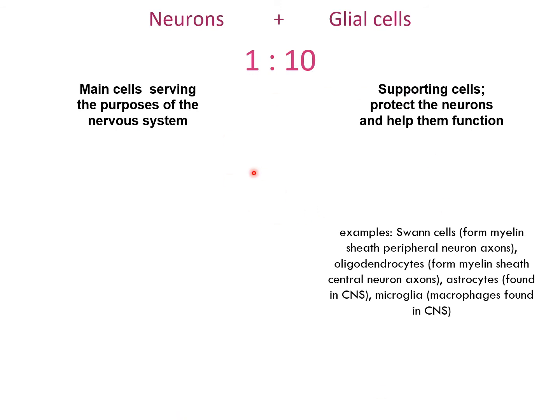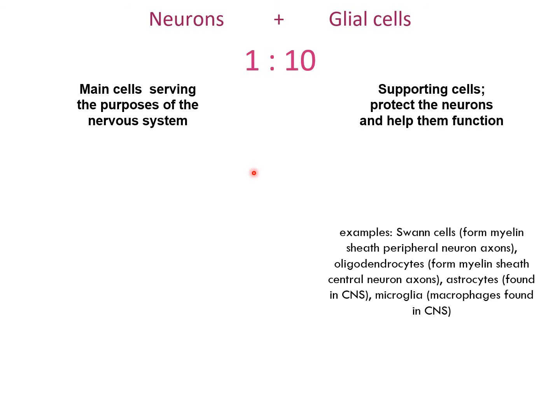Now, in the nervous system, we have two types of cells, the neurons, which are the main cells that serve the purpose of the nervous system, which is transmission of information, integration of that information and decision making, and the glial cells, which are supporting cells. They protect the neurons and they help them function. We have many types of glial cells. The most important to know are the Schwann cells and the oligodendrocytes, which are responsible for the myelination of our neurons. What does that mean?